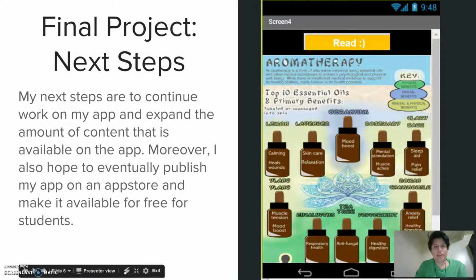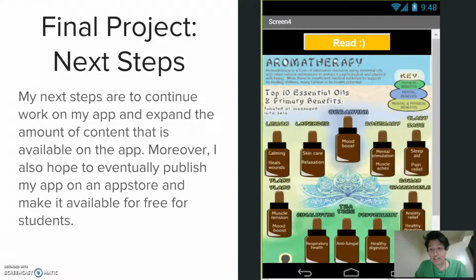So my next steps are to further develop my app and create more content for it. Right now, the app is pretty basic, so the content is minimal. There's only a few audio and visuals, and just generally, it's pretty bland. But it looks nice and everything. It's just that the content is not at the level that I want it to be. And I hope to eventually end up publishing my app. I think that this app could actually be very successful.